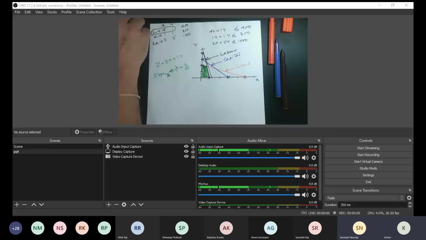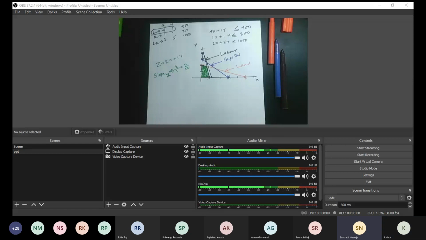But if you know the slope of the line, then one thing you can do. I am not sure, but hopefully this color will work. Let's see.